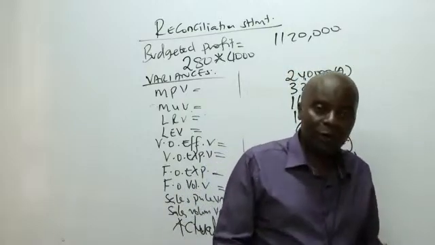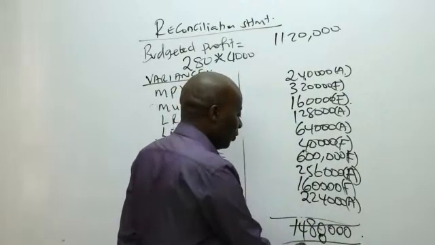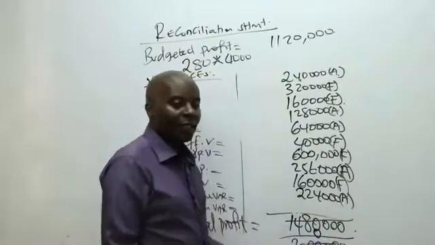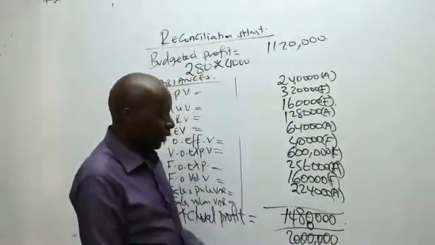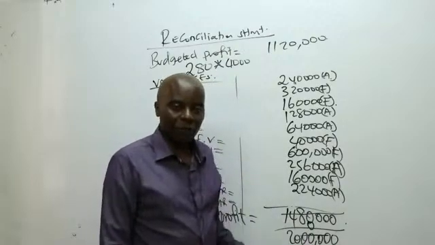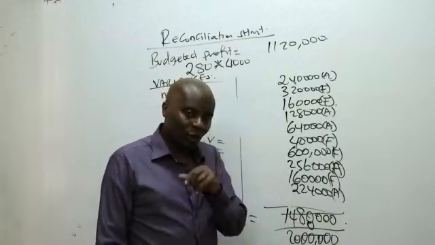But what if, ladies and gentlemen, you got a figure like 2 million, and then you go straight away to the actual income statement, you get 1,488 there, meaning that you are wrong. In an exam, the moment you realize that you are wrong, what will you do?